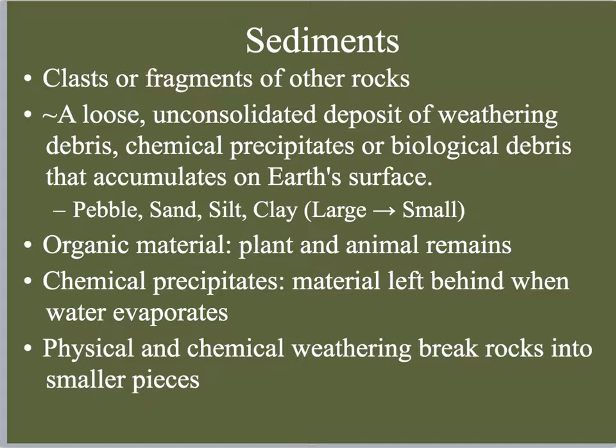So sediments, as we said, can be clastic or fragments of other rocks. By definition, a sediment is going to be a loose, unconsolidated deposit of weathering debris, chemical precipitates, or biological debris that accumulate on Earth's surface. Wonderful definition. These different sediments, we classify them kind of by grain size. So when we talk about pebble or sand or silt or clay, we're talking about how large are the actual sediments or clasts that we're observing.